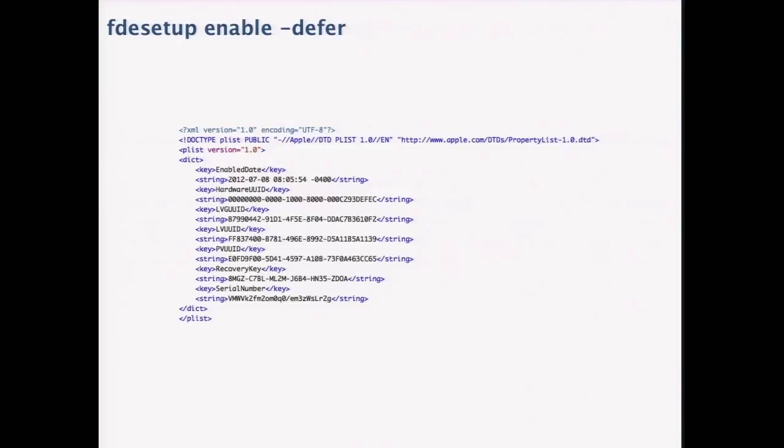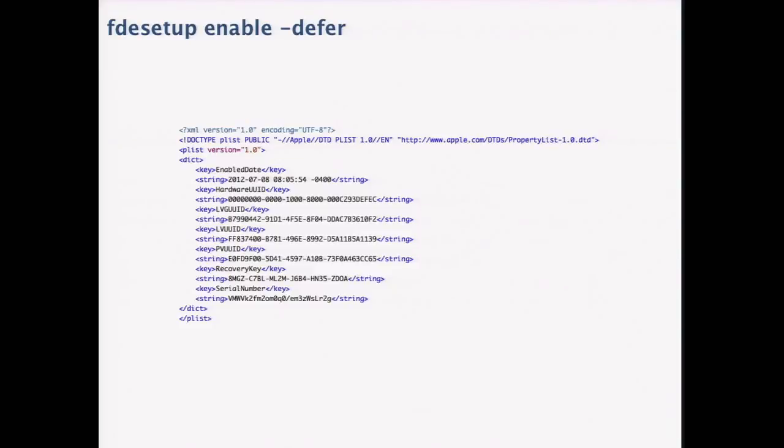Now, to avoid the need to enter a password, fdesetup also has a defer flag, which can be used with the enable verb to delay enabling FileVault 2 until after the user logs out. With the defer flag, the user will be prompted for their password at their next logout, and the recovery key information is not generated until the user password is obtained.